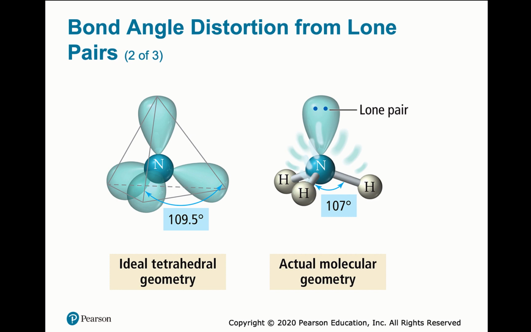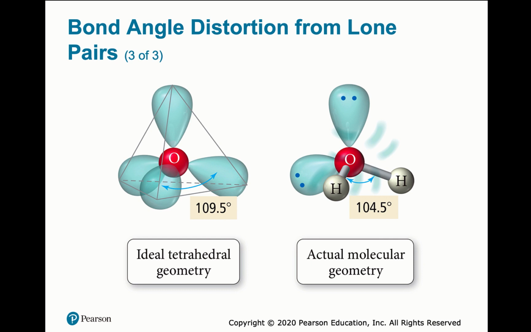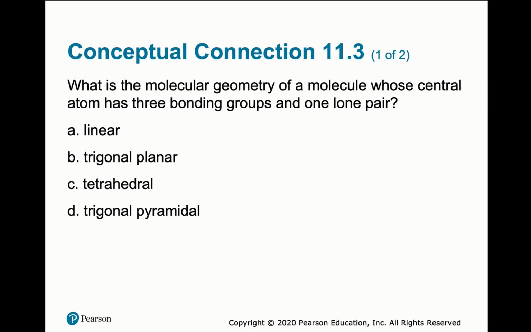So showing here, the lone pair takes up one of the sites in the tetrahedral geometry, and then it causes those bond angles to scoot down. In water, two lone pairs cause that repulsion to scoot even more. So what is the geometry of a molecule that has an atom with 3 bonding groups and 1 lone pair? That's going to be pyramidal, trigonal pyramidal.